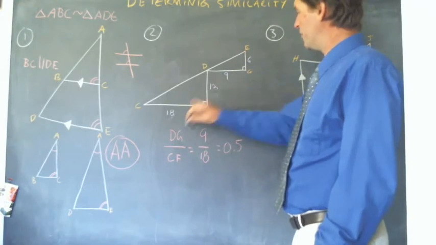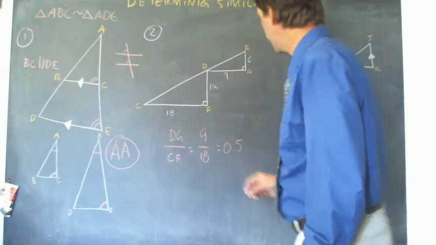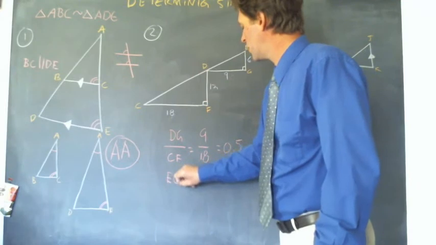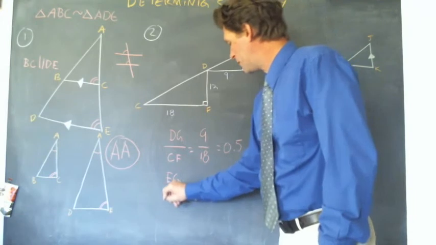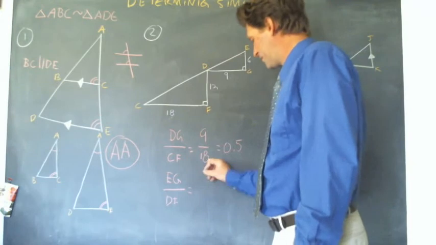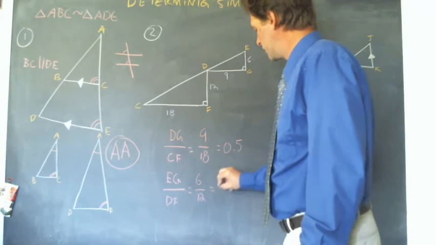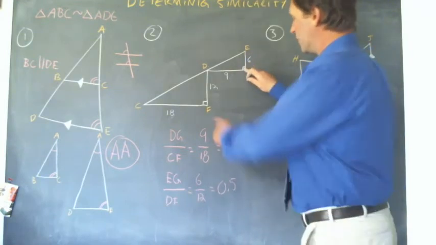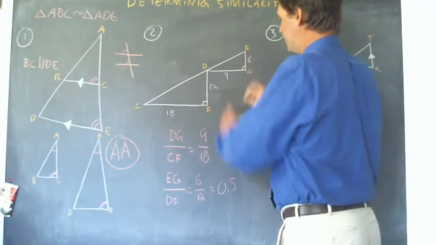If that is the same ratio as these two sides, then we'll have side angle side similarity. So 6 to 12, EG and DF are the ratio of 6 to 12, which also equals 0.5. So we have sides, angle, and sides, or side angle side.